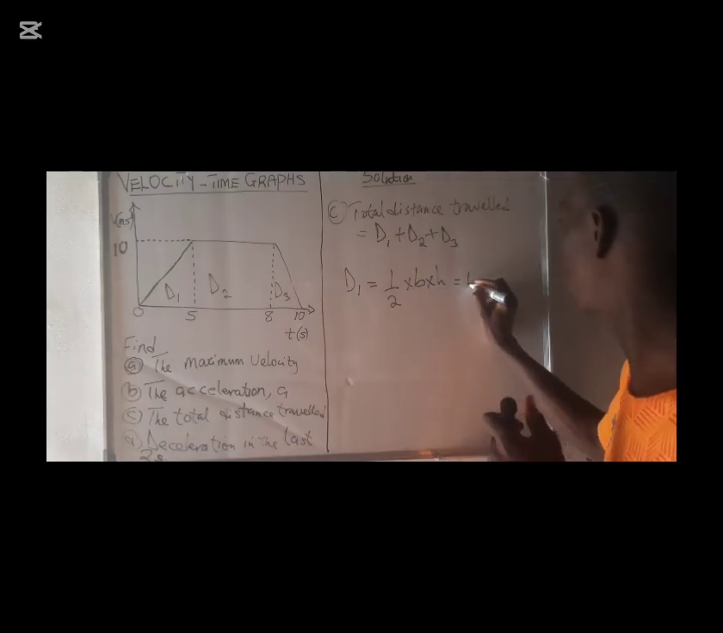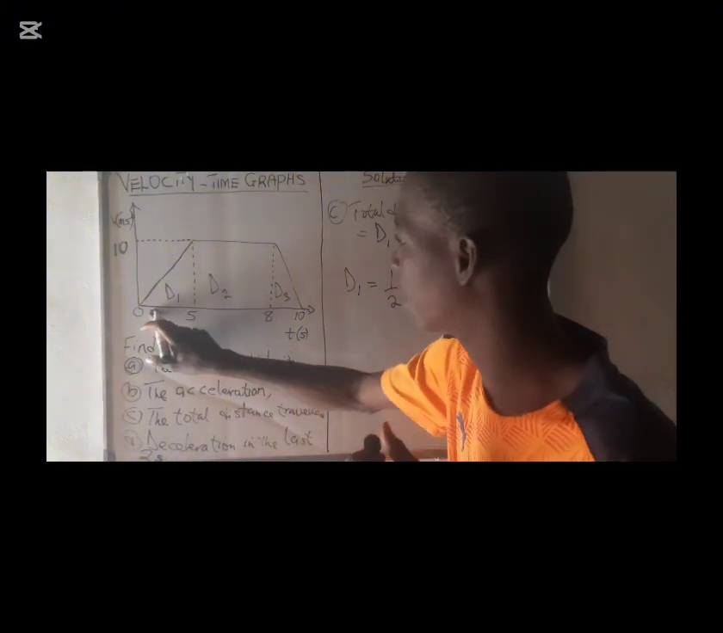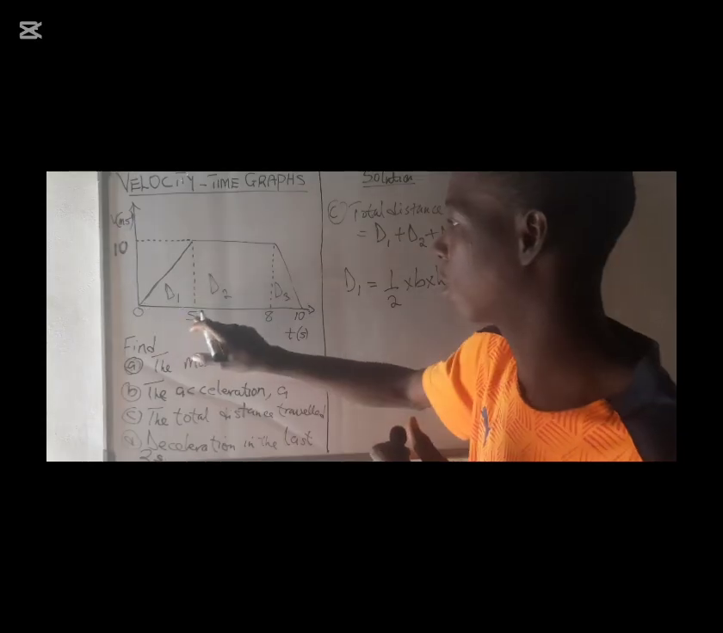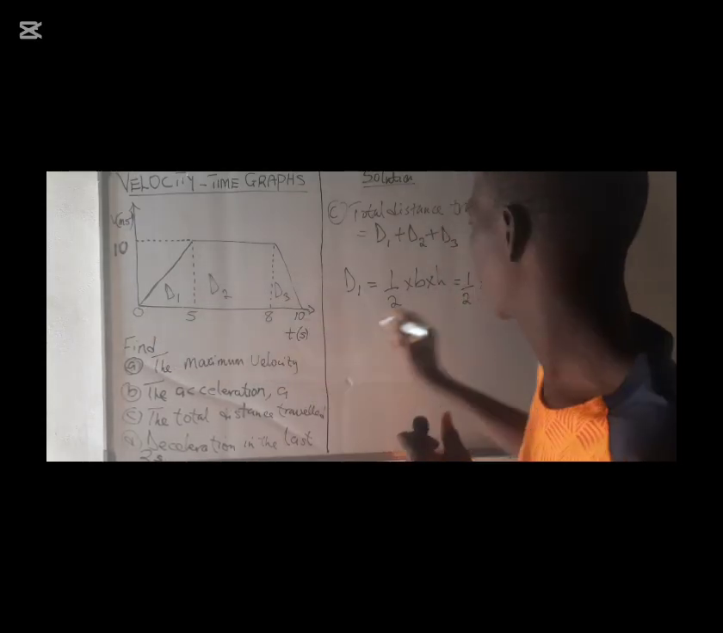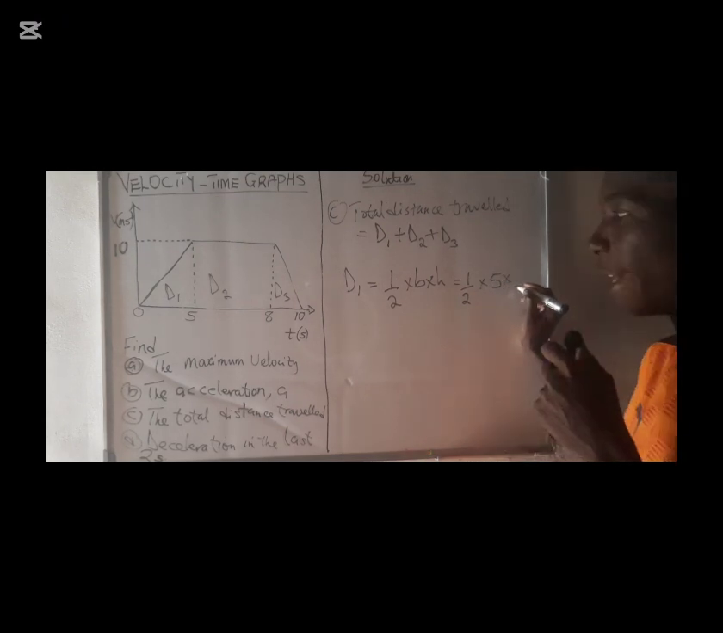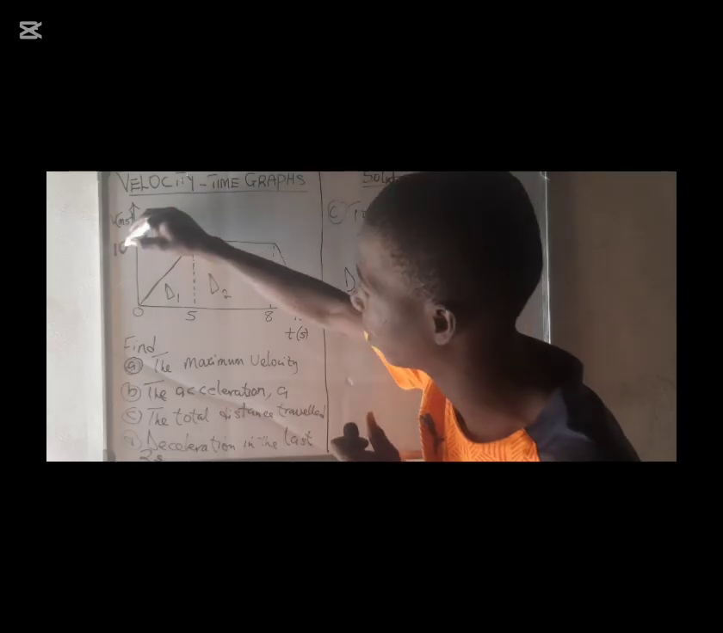So this will give us 1 over 2 times, what is the base from the question here? This is our base, which is 5. The difference from 0 to 5 gives us 5. So we say 5, that is the base, times the height. What is our height here? This is our height, which is 10.